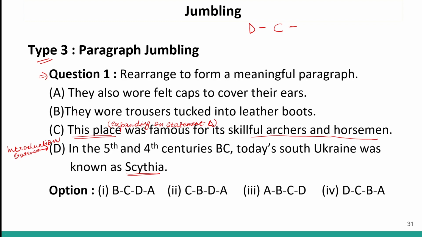So if you look at B, they wore trousers tucked into leather boots. So who? They. They means archers and horsemen, right? So B is expanding on the idea of statement C, correct? Because here we introduced the idea of skillful archers and horsemen, and then we expanded it by saying they wore trousers tucked into their leather boots. So this is expanding on C. So logically after C we'll get B.